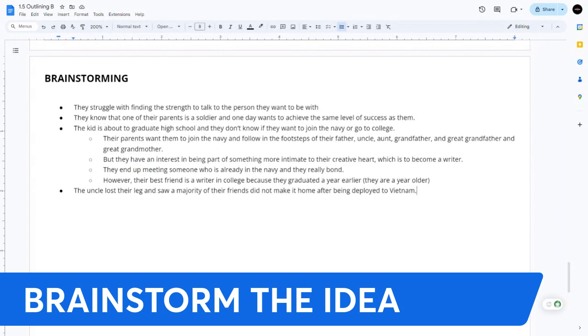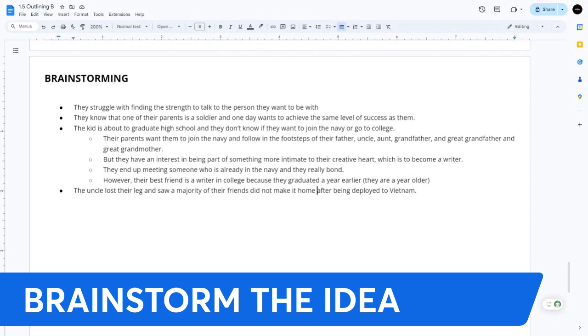They could be, you know what? It is Vietnam, but it's all ants. And they speak. And they're 3 feet high. They're all 3 feet tall, right? But the Vietnamese are maybe beetles. Like, you could do whatever you want. It's writing. But anyway, so the uncle lost their leg and saw a majority of the friends.